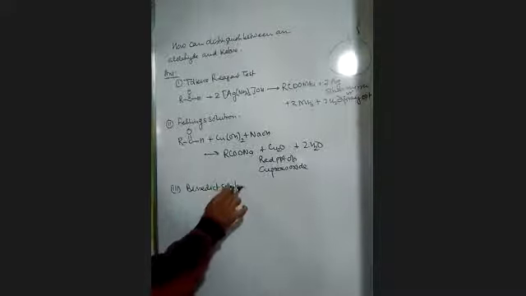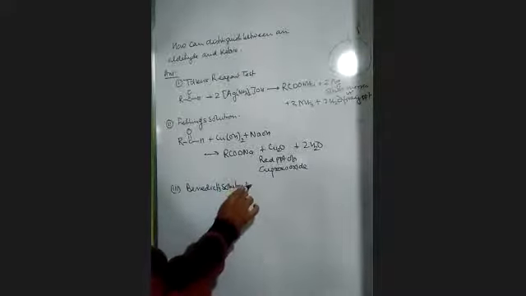Now, the one which is not given in your book is called Benedict solution. Benedict solution test. Benedict solution is the same equation. Benedict solution also contains copper sulfate, and instead of Rochelle salt, they contain citric acid. But the equation is the same. Same equation you will write. These 2 are not given in your book, but you should know.